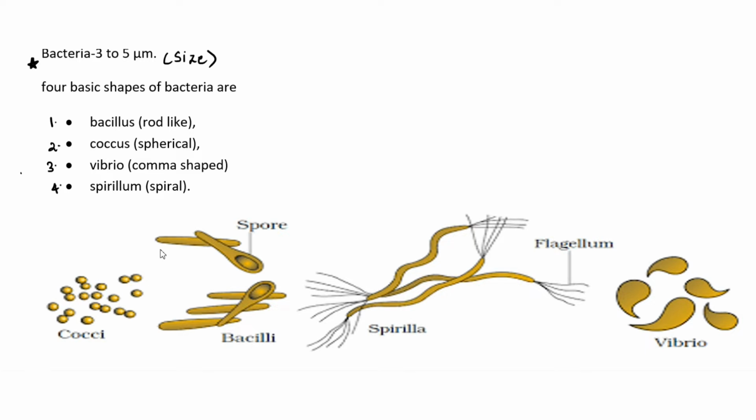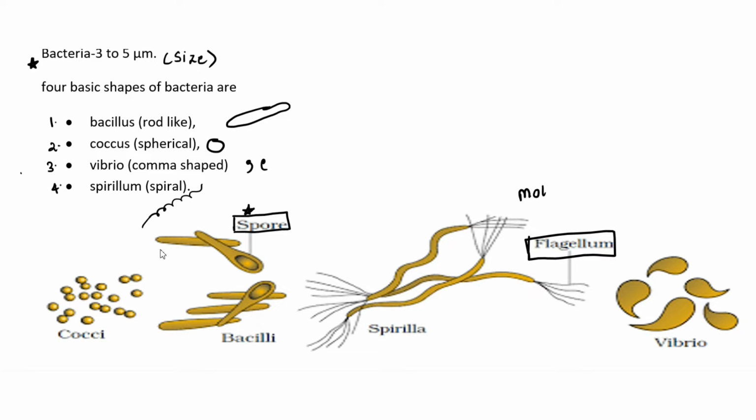This structure here is the spore. Important, remember the labeling. It is rod shaped. Next is coccus, spherical, it's round in shape. Next, vibrio, comma shaped. Next we have spirillum, spiral, it is spiral in shape. Look at this, it has a flagellum at its end. Flagellum is the motile structure which helps in movement.